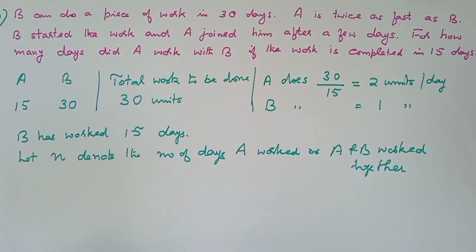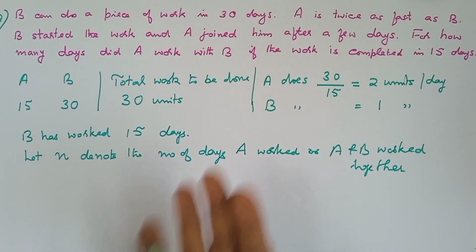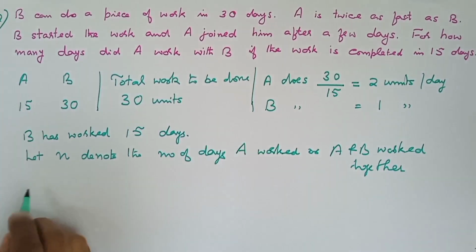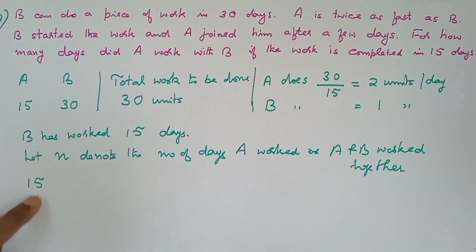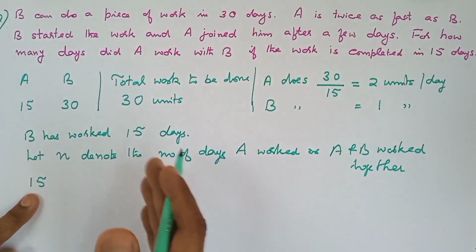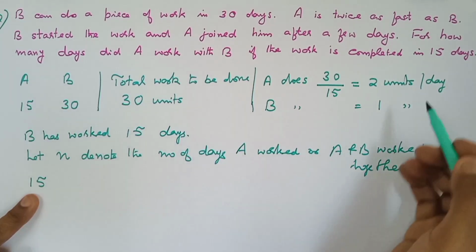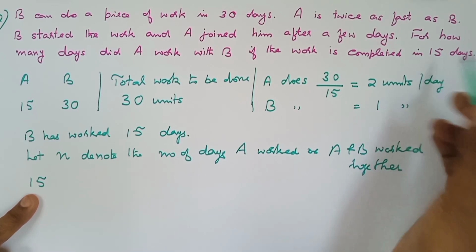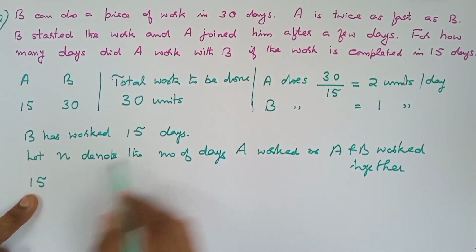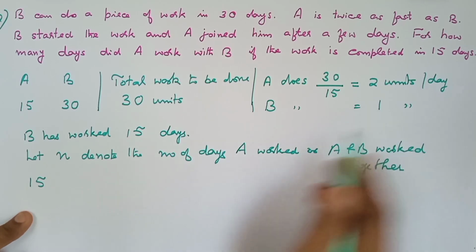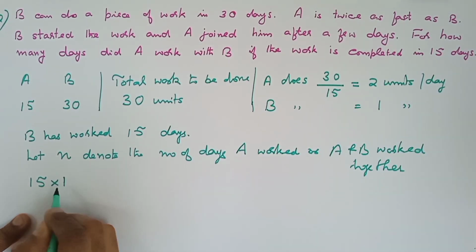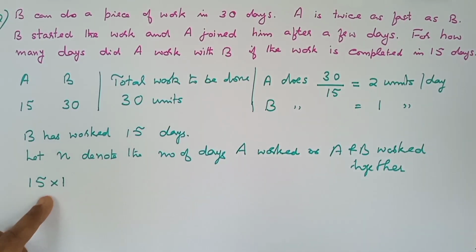Okay. Now let's work out the contribution of work done by each of them. Look at B. B has worked 15 days. As you can see, B is there in the work right from start until it's over, and it's getting finished in 15 days. So B has worked 15 days. And every day he does 1 unit. So 15 into 1 is what B has done totally.